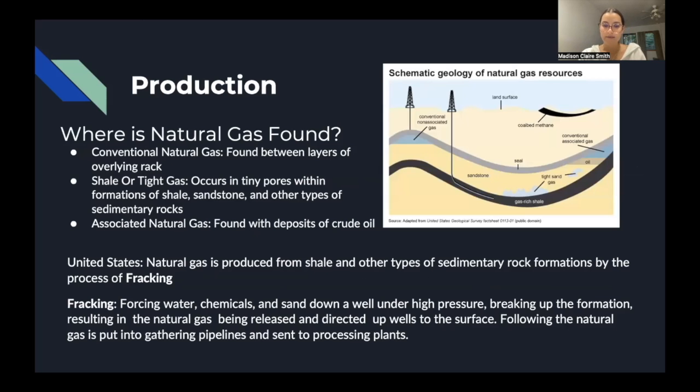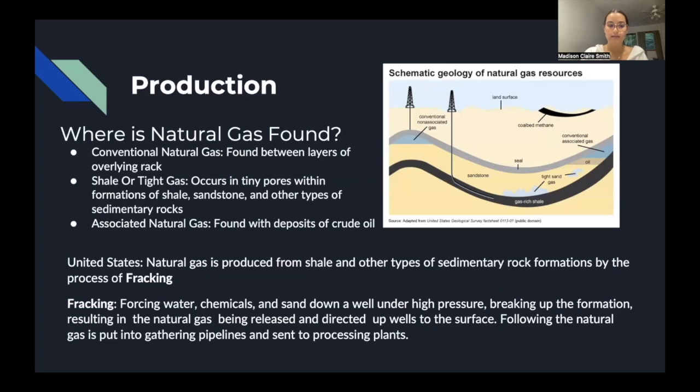Production. Here's an image of the different types of production. There are three types. First, conventional natural gas is found between layers of overlying rock. Second, shale or tight gas is found in tiny pores within formations of shale, sandstone, and other types of sedimentary rocks. And third, associated natural gas is found with deposits of crude oil.